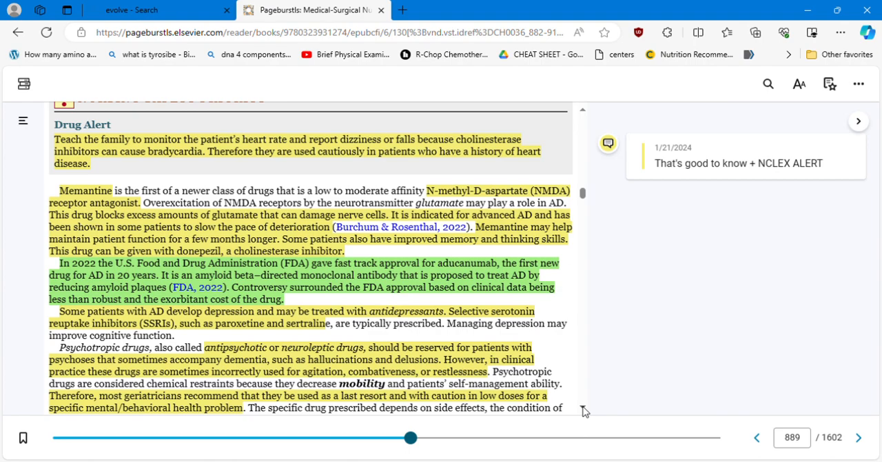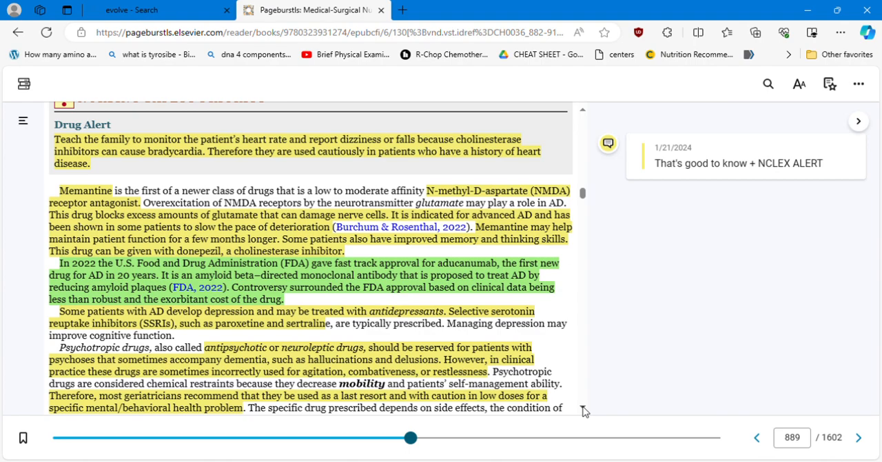There is controversy surrounding the FDA approval, based on clinical data being less than robust and the exorbitant cost of the drug. So it's very expensive, and in the studies, in order to approve this drug, they were not including as many patients as a usual evidence-based study should have, right? They need to have like 2,000, 3,000 different populations and different stages, right? So that's why it's controversial.